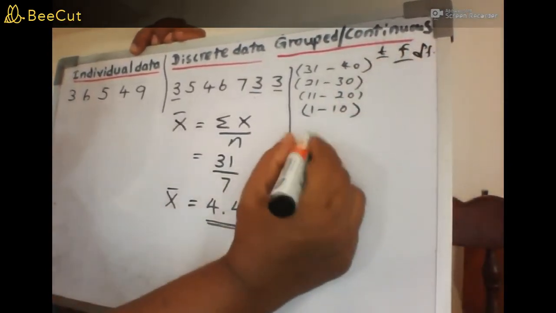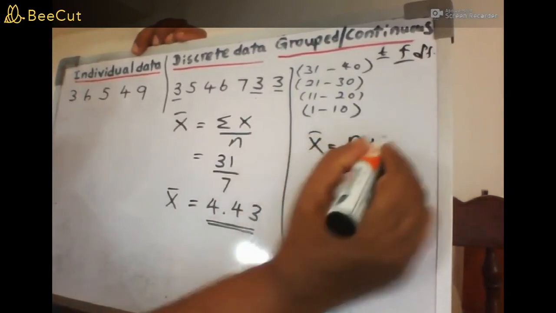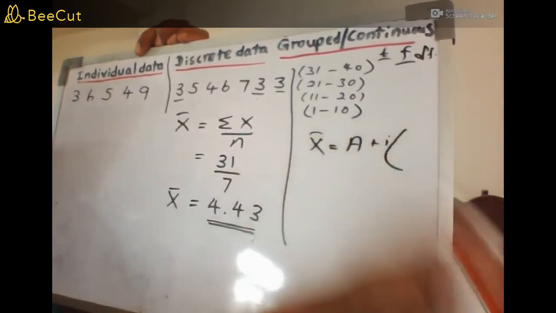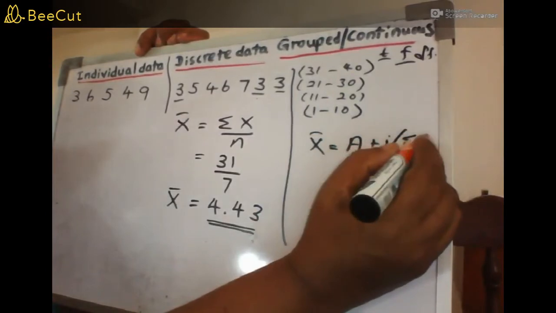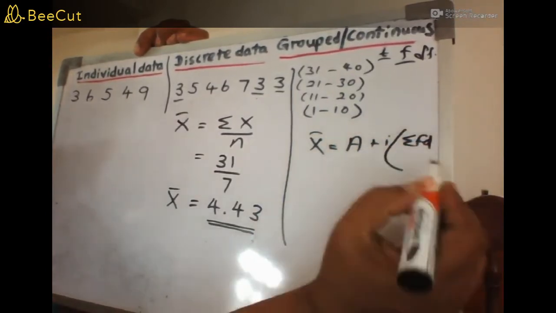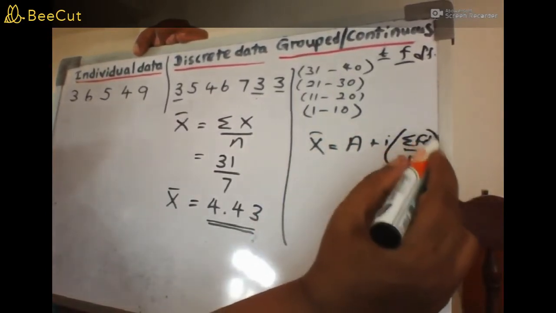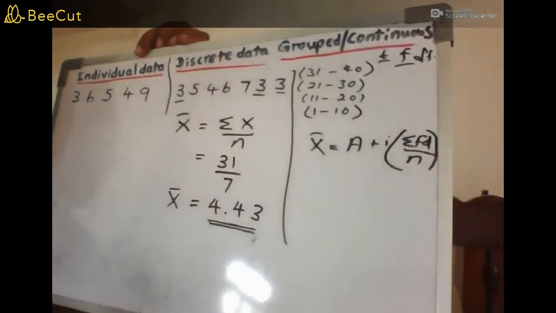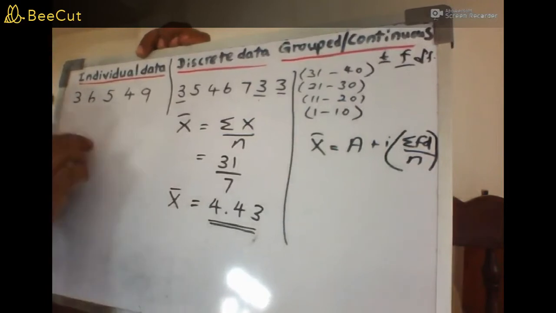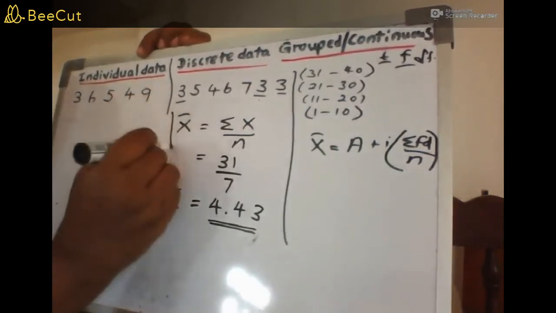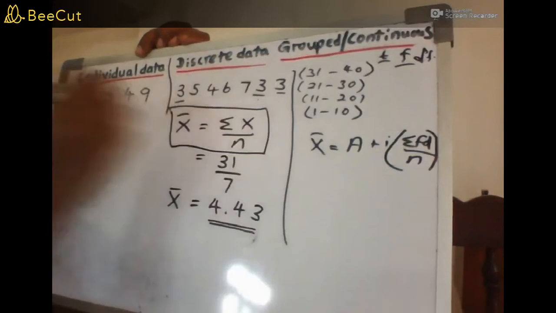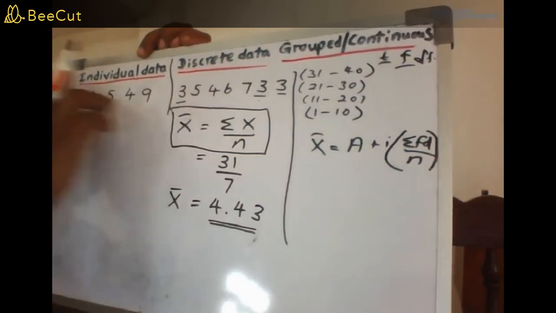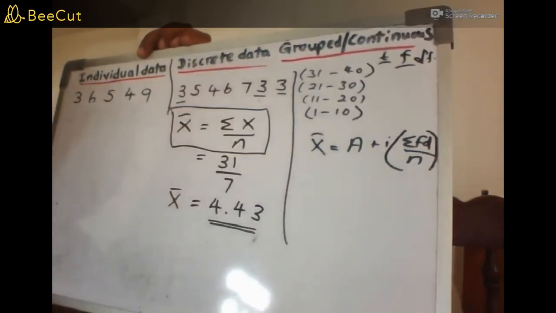So the formula is A plus I into summation FD divided by N, or summation F. That's the formula. You know how to get that one. For these two, you'll have to use this particular formula, the usual one. You add all these things and divide that by the number of students. Alright.